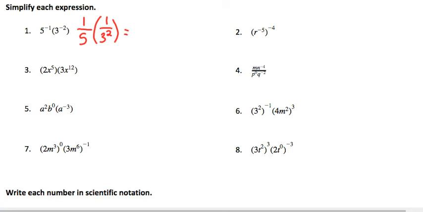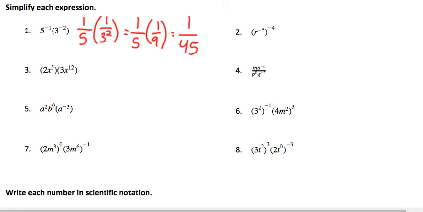So next, 3 squared is going to be 9. So I'm going to rewrite that as a 9. Now multiplying two fractions together, on top 1 times 1, on the bottom 5 times 9 would give me 1 over 45. And that would be what I would deem as the most simplified answer for that question.